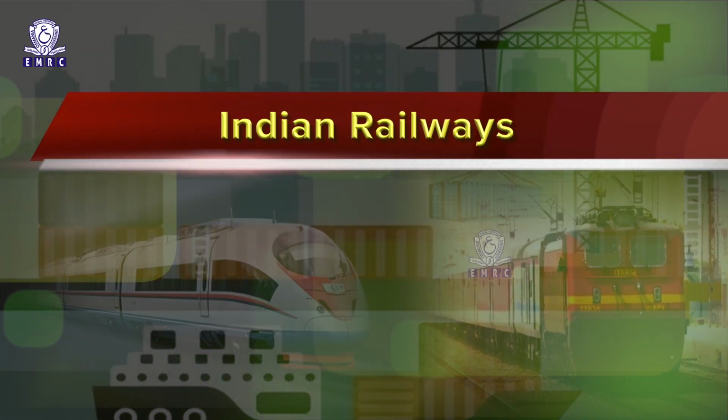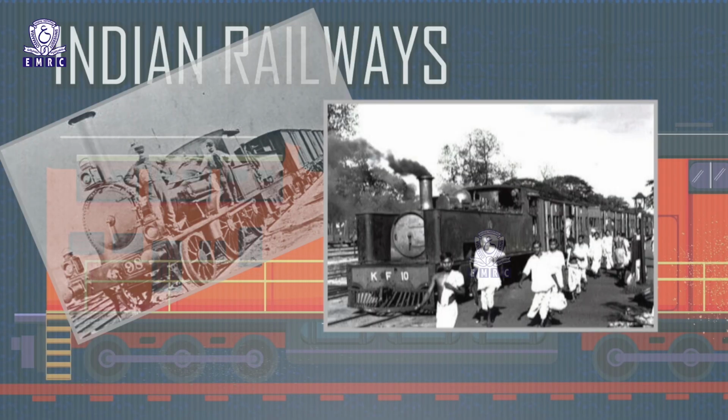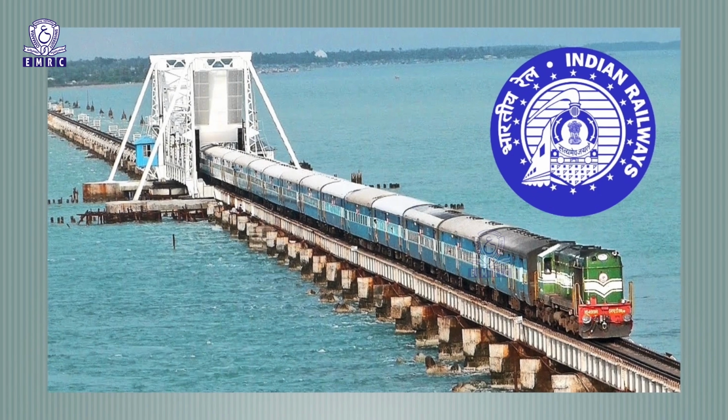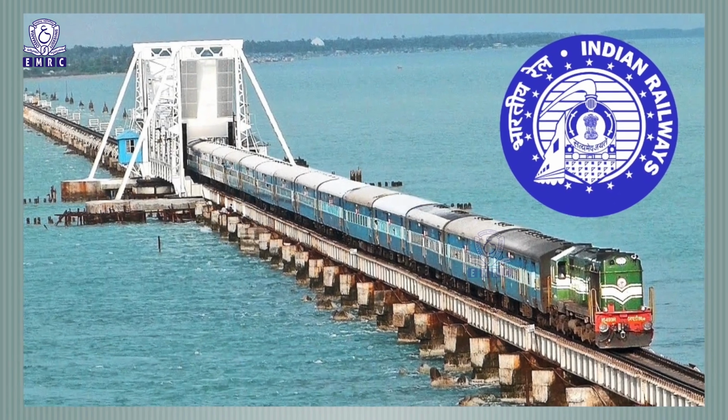Now let me take you to the Indian Railways. Transportation is a major part of the Indian economy. The Indian Railways began its operation on 16 April 1853. The Indian transportation system is very important. Here we are going to discuss interesting details about the Indian Railway.